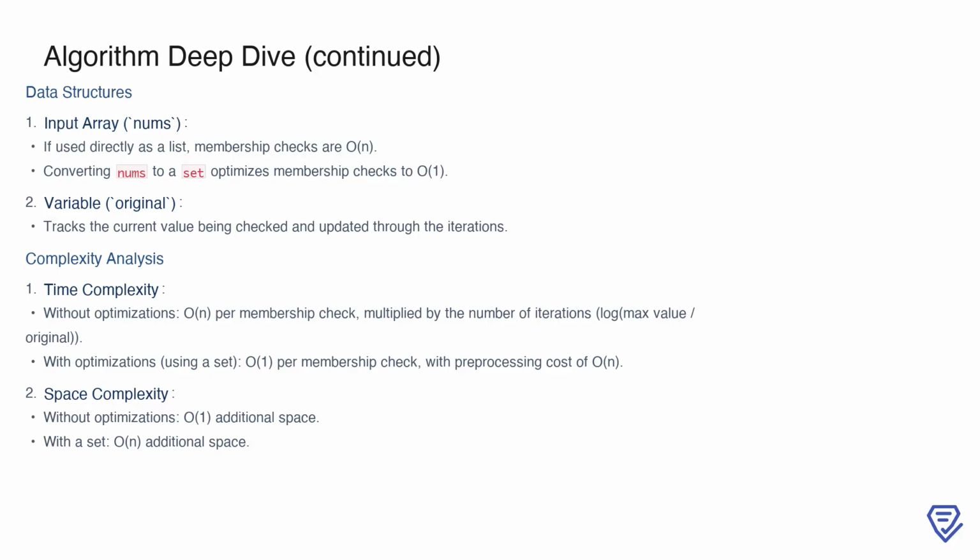In terms of time complexity, the brute force approach without optimizations performs O(n) membership checks for each iteration, and the number of iterations depends on the logarithm of the maximum value divided by the initial original. With optimizations using a set, membership checks become O(1), with a pre-processing cost of O(n). For space complexity, the unoptimized version requires O(1) additional space, while the optimized version using a set requires O(n) extra space. These trade-offs highlight the importance of choosing the right data structure for performance improvements.